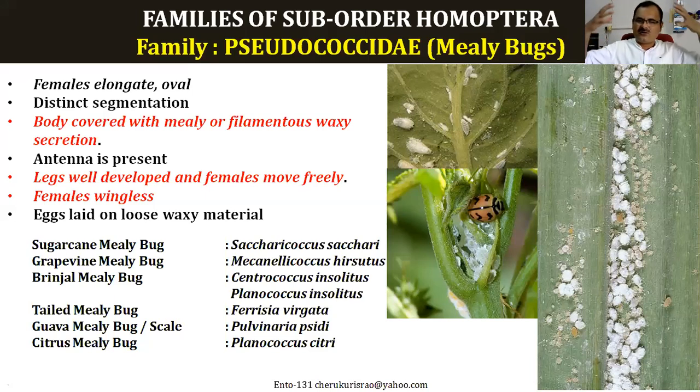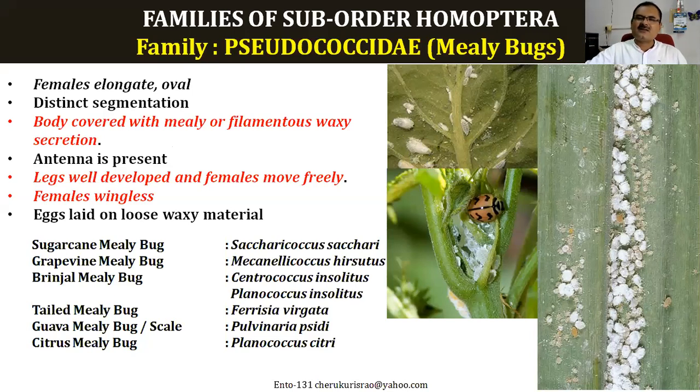As some kind of waxy, loose waxy material all over the body. That is the reason we call them mealybugs. They are very, very small insects actually, but they occur in large numbers, thousands. So the entire body, you can see here, is covered with mealy and some kind of filamentous waxy material. That is the important taxonomic character.